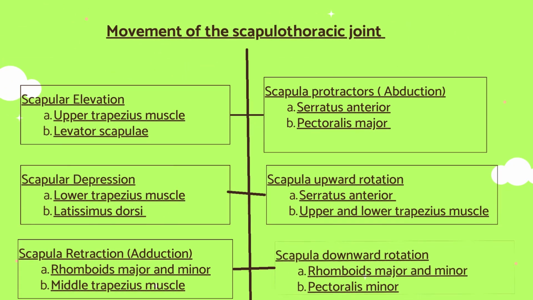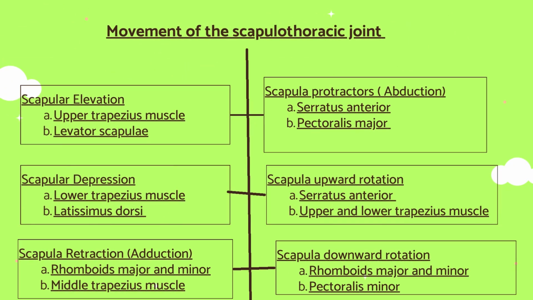Here are the movements of the scapulothoracic joint. Scapular elevation. Movement: upward movement of the scapula. Muscles involved: levator scapulae, upper trapezius. Scapular depression. Movement: downward movement of the scapula. Muscles involved: lower trapezius, pectoralis minor.